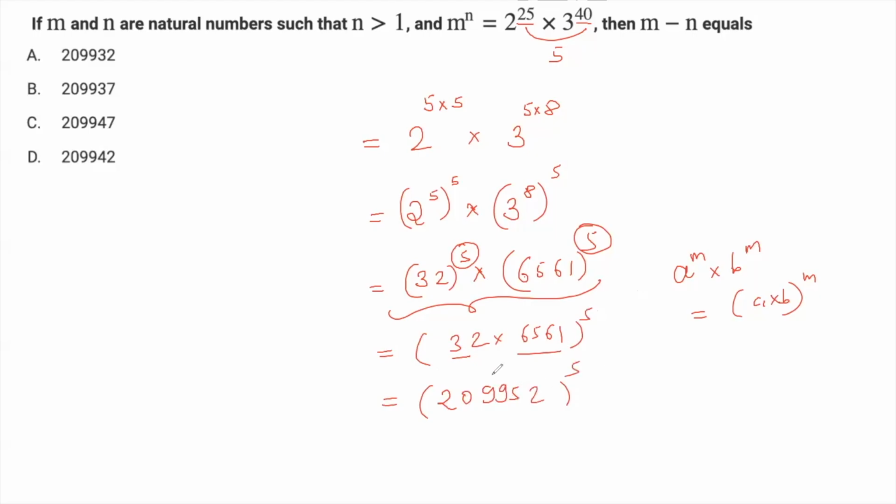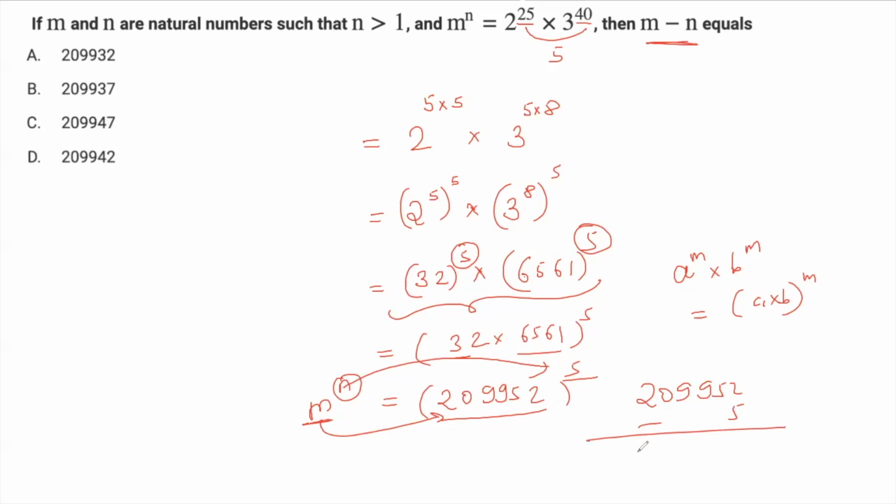209,952 raised to 5. And that's exactly what you want as the left-hand side, right? M raised to n, a natural number raised to a natural number. So we need the value of m minus n here in this case. By comparison, very clearly, we can say that m is nothing but 209,952 and n is nothing but 5. So m minus n will be 209,952 minus 5, 209,947. And very clearly, it is our C option.